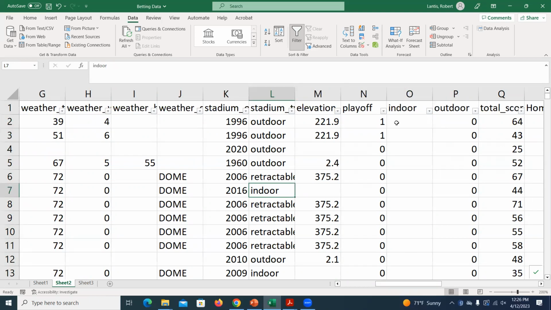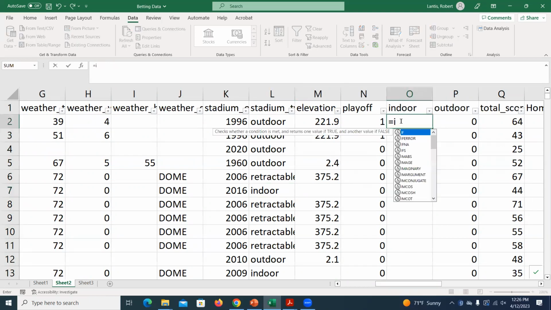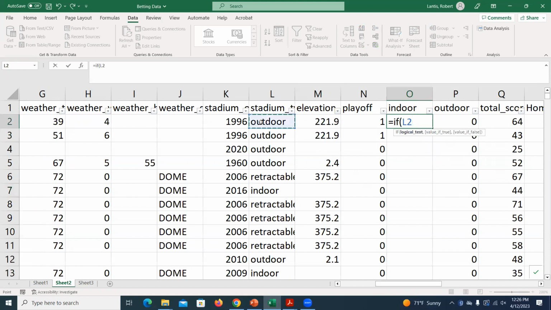Okay? So I can do this one of two ways. I could use an if statement and say, look, if this cell is equal to the word outdoor, and if that's true, I want my indoor variable to be a 0. So what we're checking to see if it's true is the first thing we'll use. Then if that's true, what value do I want to put in this cell? Comma, if it's not true, so the stadium type is anything other than outdoor, retractable or indoor, I want to label that as an indoor stadium. So comma 1. I hit enter.